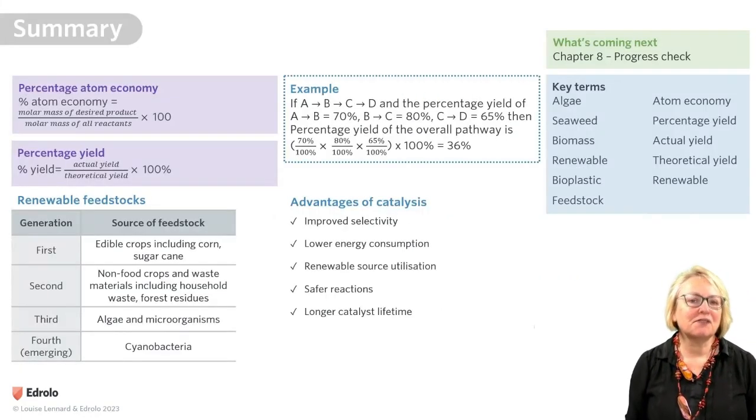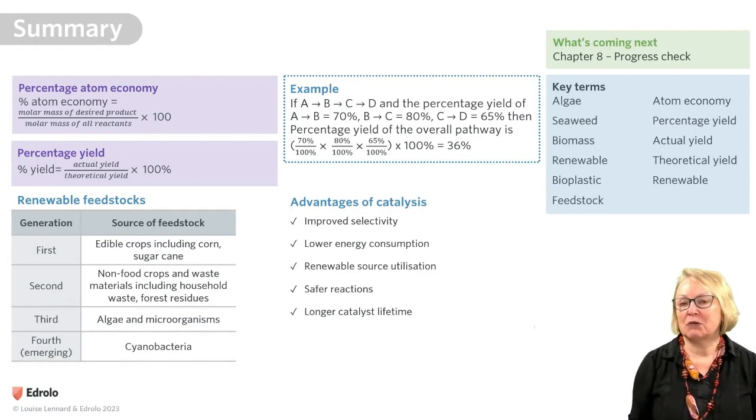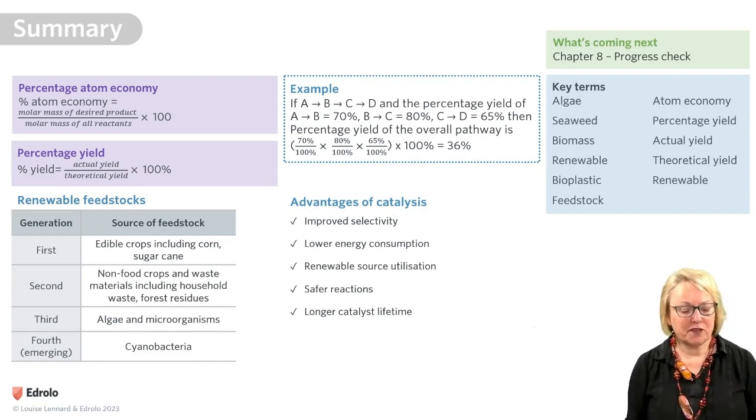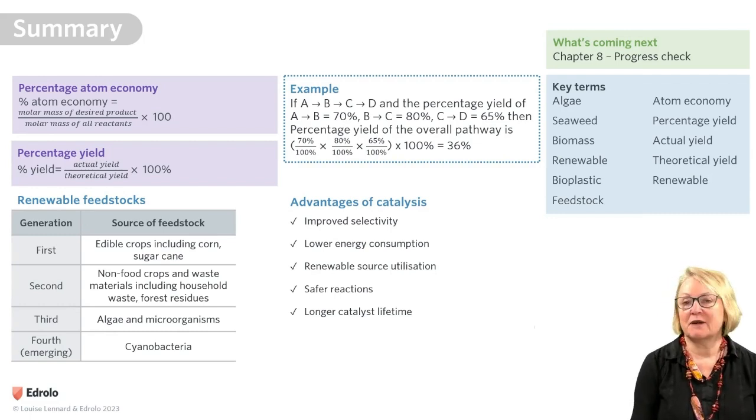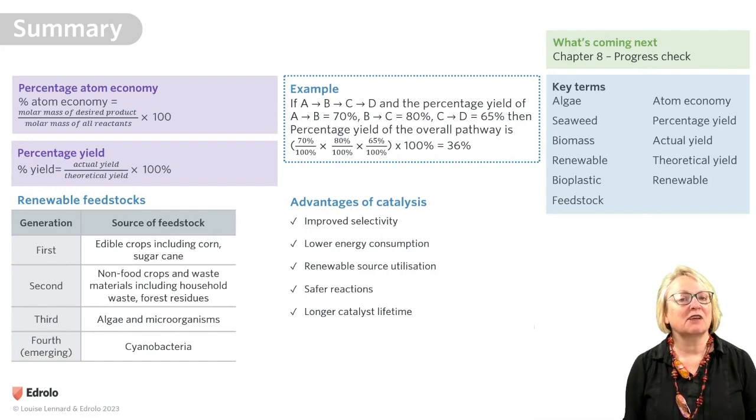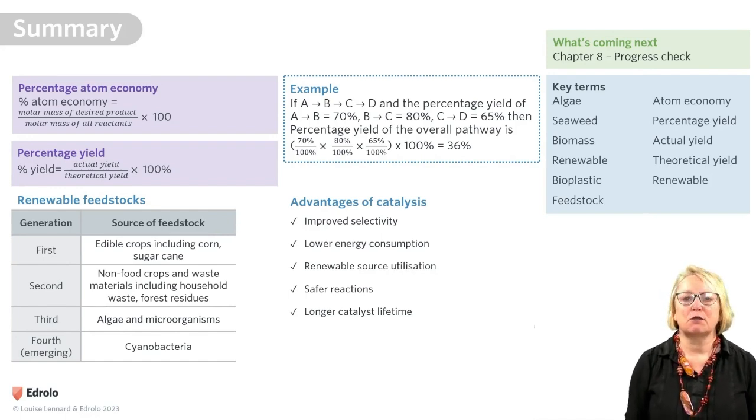Okay, so we've learned a couple of equations. Percentage atom economy is the molar mass of the desired product over the molar mass of all the reactants, or all the products, times 100. The percentage yield is the actual yield obtained divided by the theoretical yield from stoichiometry, times 100%.